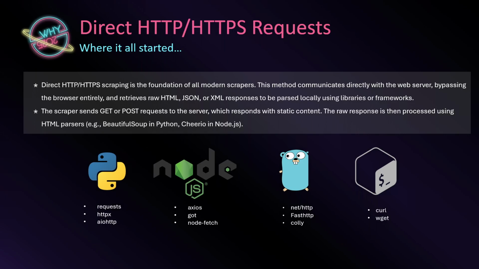You can spin it up in seconds with the Python requests library or Node.js, or even just open a terminal and type a curl command. It's considered super fast because we are skipping the whole browser. So no rendering, no JavaScript, no CSS. We just ask the server for the data, and it sends us the HTML or the JSON directly.